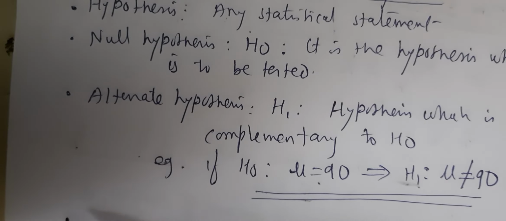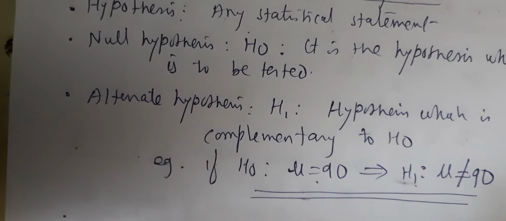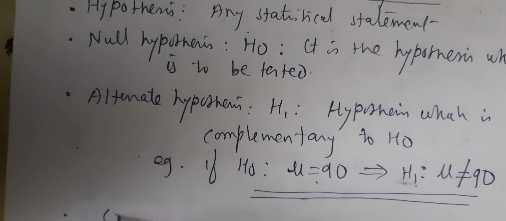Now the next very important concepts we have to see are critical region and level of significance.